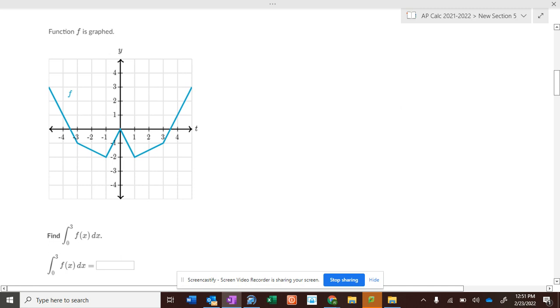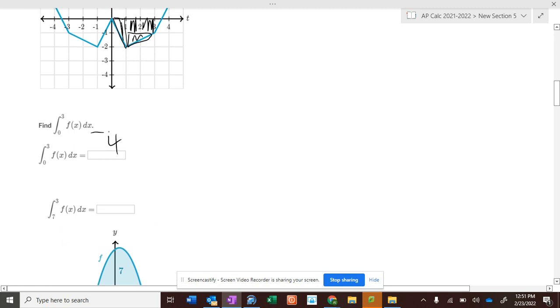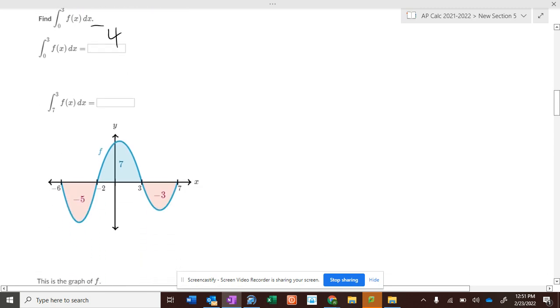What is this function from 0 to 3? Well, you have 1 square, 2 squares. This one is 1, and this one is 1, so it's 4 total. Okay. What? Negative. Thank you, Liv, because it is negative because it's below the x-axis. Thanks for saving me. Yeah, I about did that really wrong.